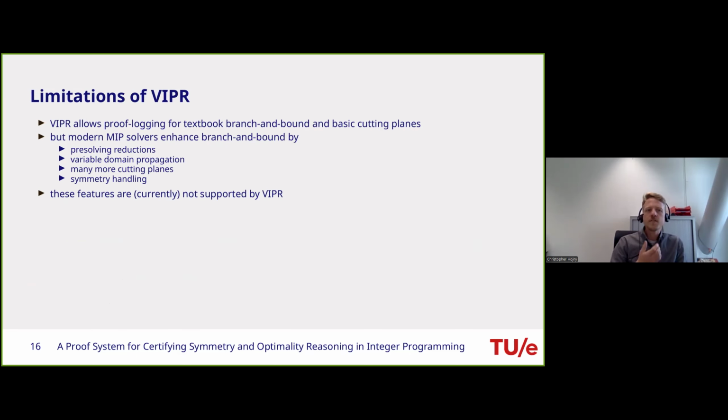So to summarize this, in VIPR, we have the basic textbook branch and bound approach. We have these basic cutting planes from the previous slide, but there exist many, many more reductions that we can find in modern mixed integer programming solvers that are not expressible within the VIPR system, at least not at the moment. For instance, specific pre-solving reductions, variable domain propagation, many, many more cutting planes, and symmetry handling. And of course, this is rather vague what I mentioned here because I haven't explained these concepts. But on the next slides, I also want to add a few more details about some of these techniques to illustrate why they are not supported by VIPR.